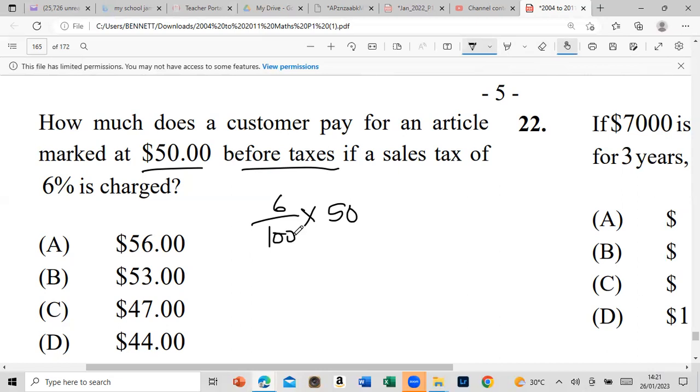Alright, so this gun, no, 1 gun, it's $3. This is 1 and this is 2. So it will be 6 divided by 2, which is equal to $3. So the answer is $3. That means before tax are 50, and then you put $3 more, so you add 50 plus the 3, which is equal to $53.